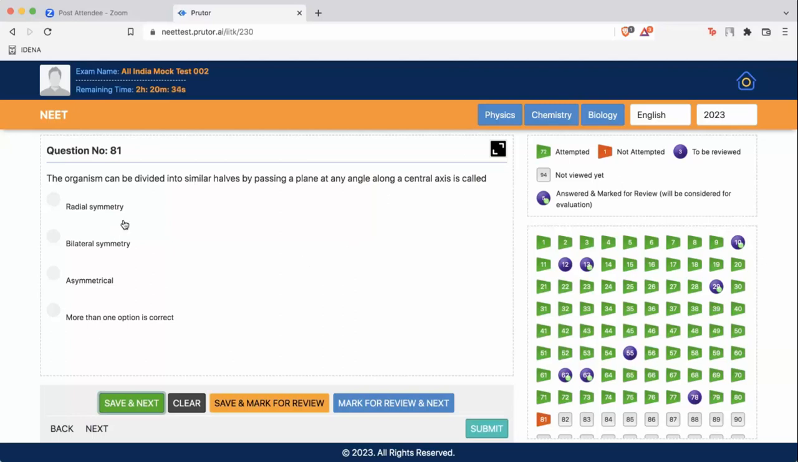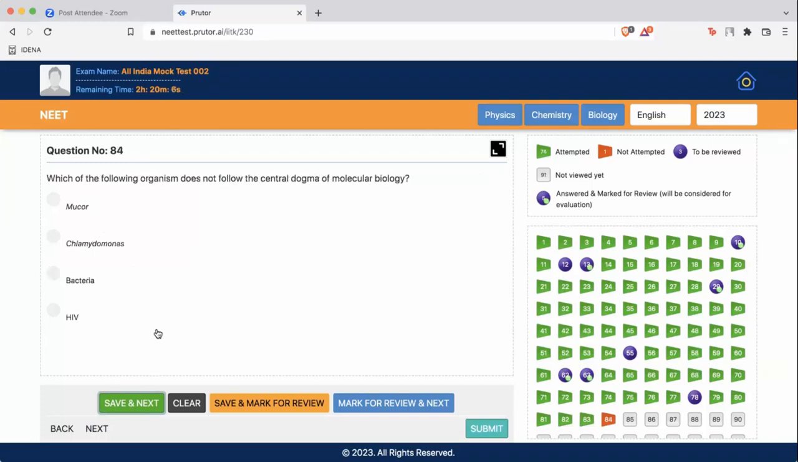The organism can be divided into two similar halves by passing a plane at any angle along the central axis is radial symmetry. Which of the following forms a major part of the tooth and is covered by enamel? Dentin. Margins of sepals overlap each other, but not in any particular direction. This is called twisted. Valvate and imbricate are the same thing. Vexillary is not yet an option.